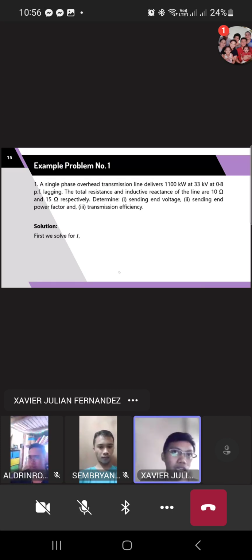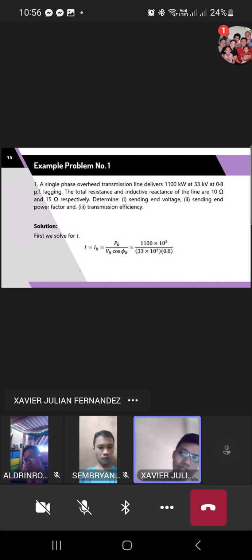To apply KVL, that formula: Vs equals VR plus IR times Z, or I times Z. Since current is the same across the short transmission line, IR equals PR all over VR times cosine theta R, or the power factor at the receiving end.